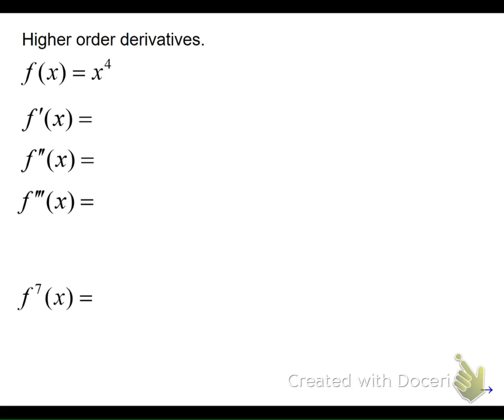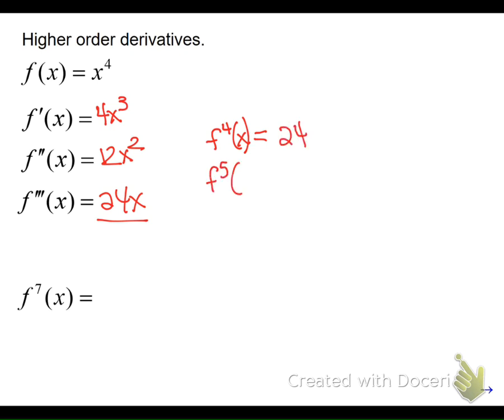Super fast. The first derivative would be 4x cubed. The derivative of that is 12x squared. The derivative of that is 24x. Before I can do the seventh derivative, let's do the fourth derivative. The fourth derivative would be the derivative of 24x, which is 24. The fifth derivative is the derivative of 24, which is a constant. The derivative of a constant is 0. The sixth derivative is the derivative of 0, which is 0. So the seventh derivative is also 0. So is the 700th derivative.